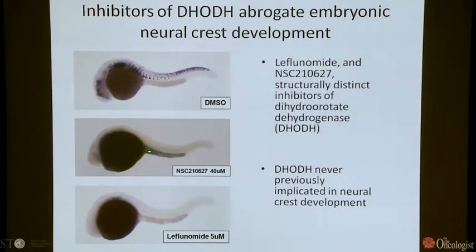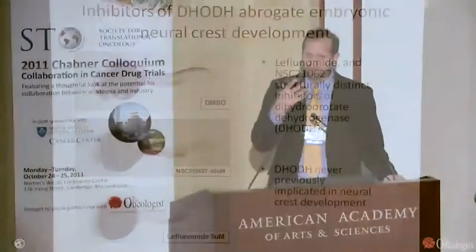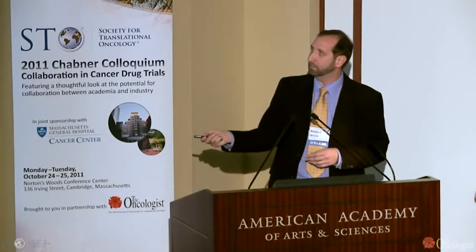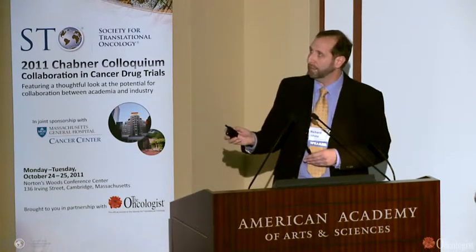And you can see the majority of the embryo is fairly intact. This is its eyes, and this is its yolk, and that's its tail. So the embryo is relatively intact. Both of these molecules inhibit an enzyme called dihydroorotate dehydrogenase, DHODH. DHODH has never previously been implicated in neural crest development until fairly recently, when patients with Miller syndrome, a very rare craniofacial abnormality with many features of a neural crestopathy, were found to have inactivating mutations in DHODH. And we really don't know very much about the enzyme itself.